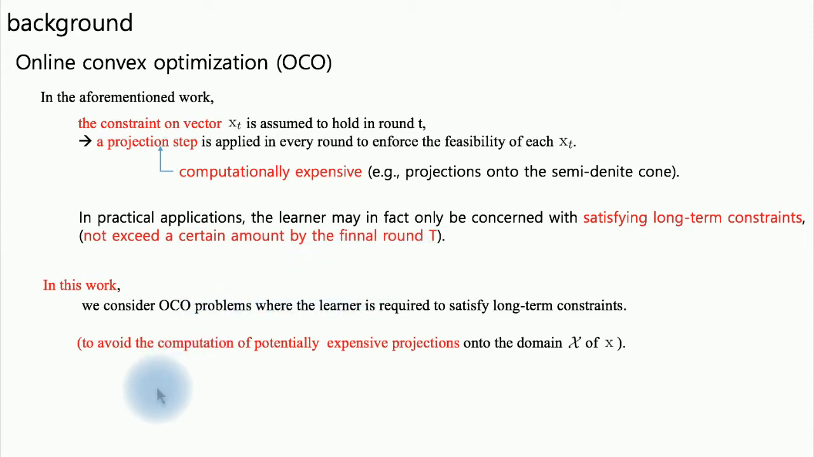In this work, we consider the online convex optimization problem where the learner is required to satisfy a long-term constraint, which enables us to avoid the computationally, potentially expensive projection onto the domain, the set X, in each round.